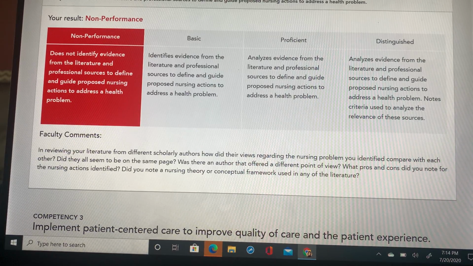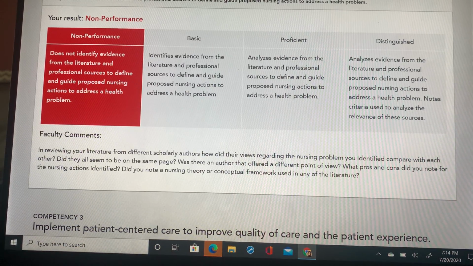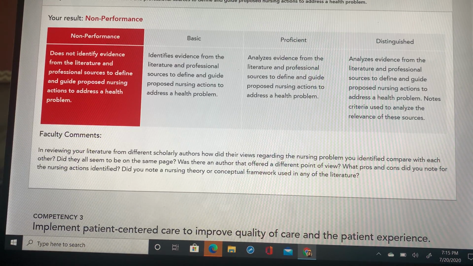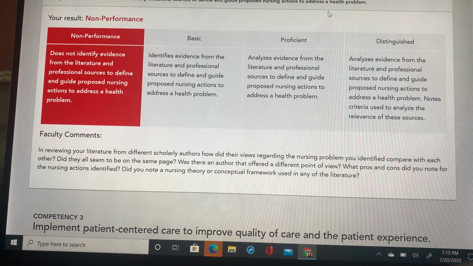Does not identify evidence from the literature and professional sources to define a guide proposed nursing action to address a healthcare problem. In reviewing your literature from different scholarly authors, how did their views regarding the nursing problem you identified compare with each other? Did they all seem to be on the same page? Was there an author that offered a different point of view? What pros and cons did you note for the nursing action identified? Did you note a nursing theory or conceptual framework used in any of the literature? So I just didn't.